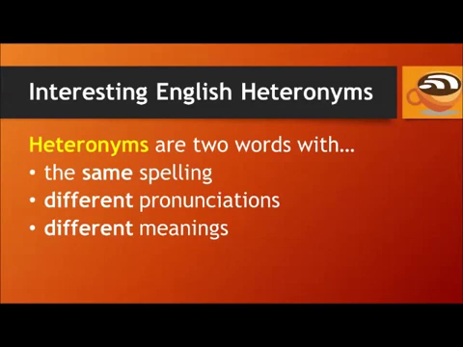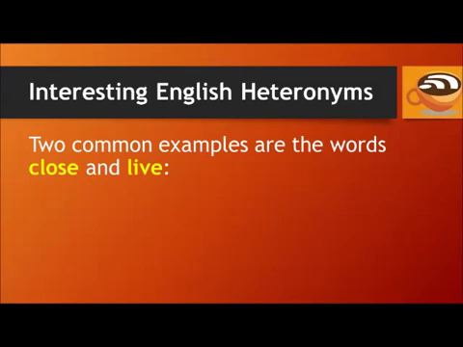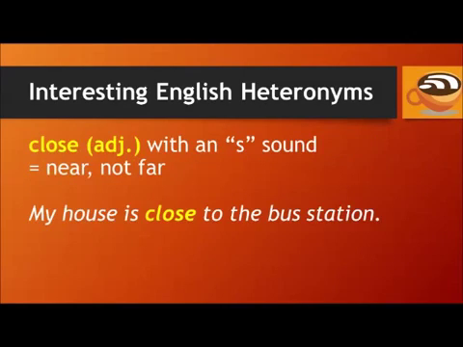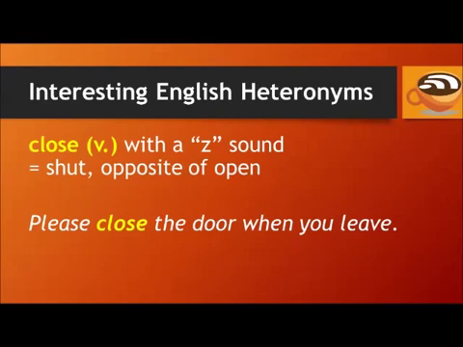Heteronyms are words with the same spelling but different pronunciations and different meanings. Here are two common examples. The word close with an S sound means near, not far. For example, my house is close to the bus station. The word close with a Z sound is a verb. This means to shut, the opposite of open. For example, please close the door when you leave.